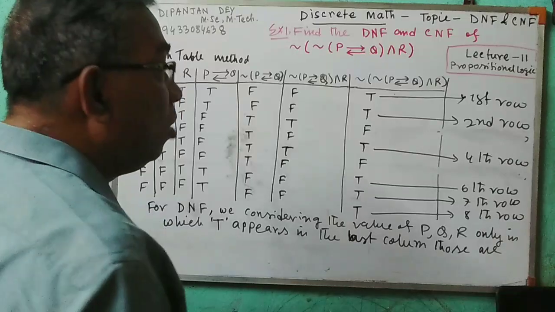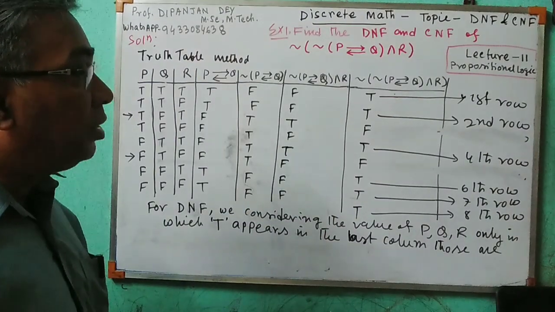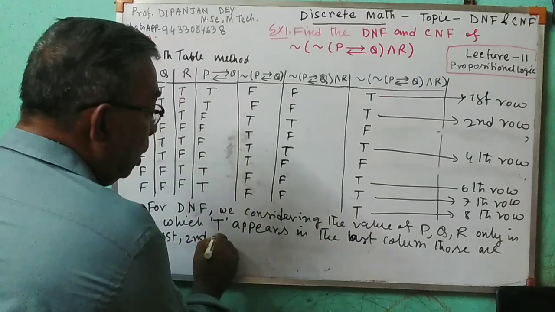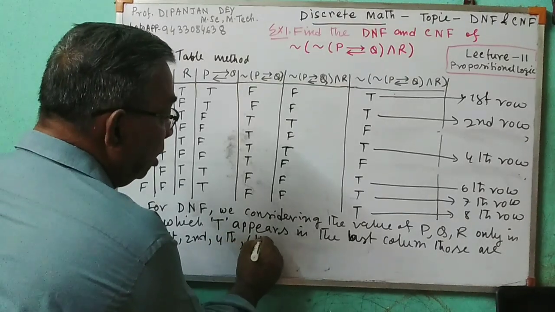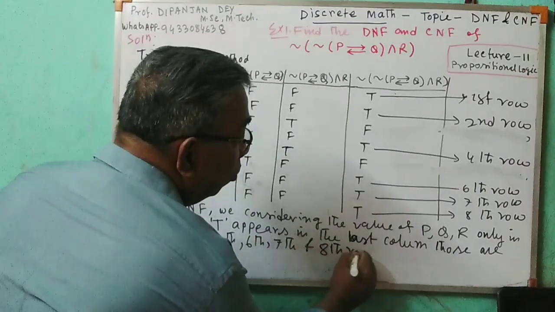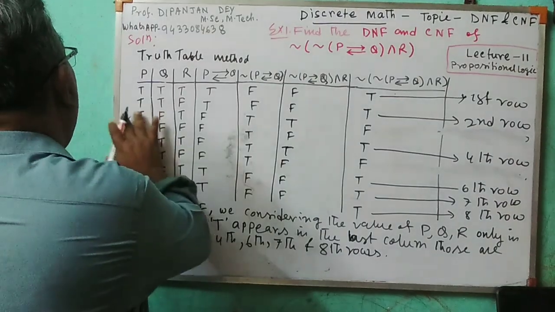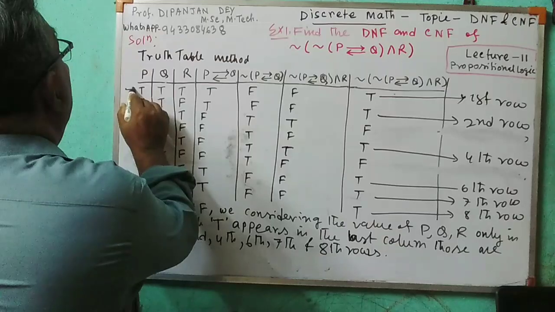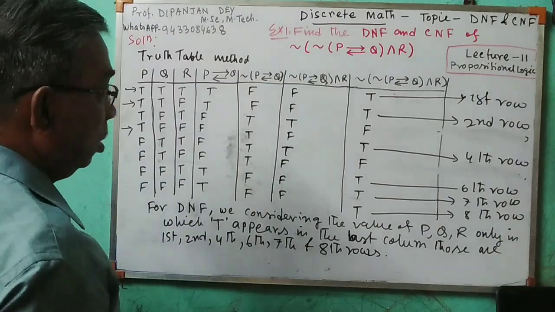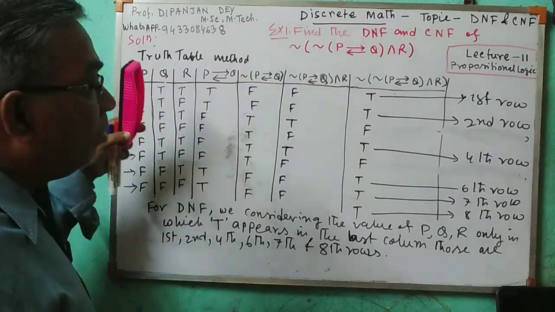Be careful. For DNF, we have to consider the last column where T appears. T appears in the first, second, fourth, sixth, seventh, and eighth row. Eight rows. Okay. So here I am mentioning first, second, then fourth row, sixth, seventh, eighth.